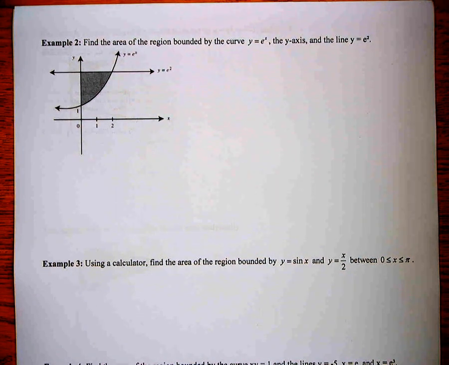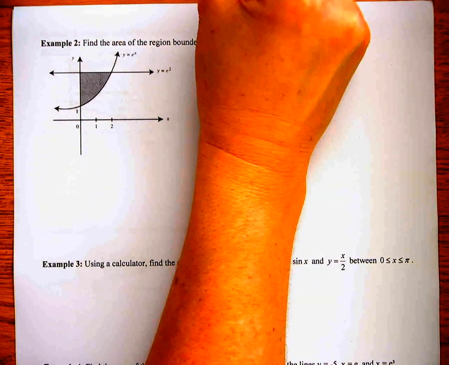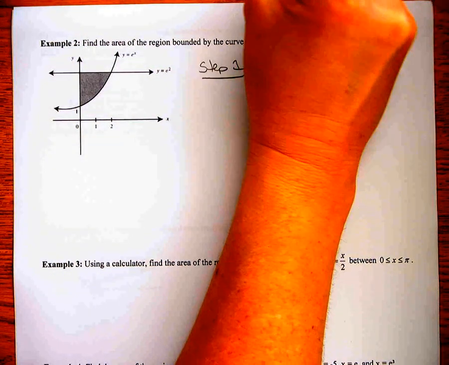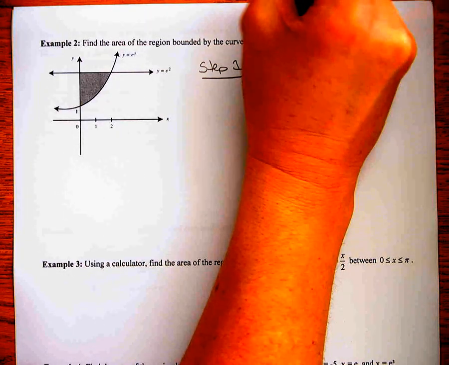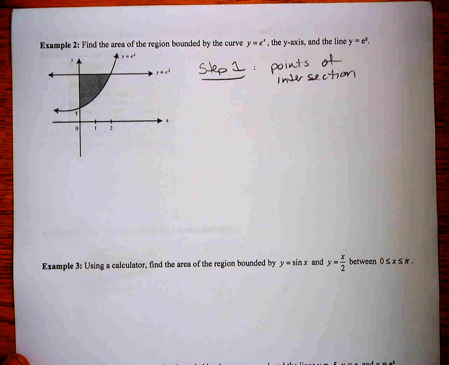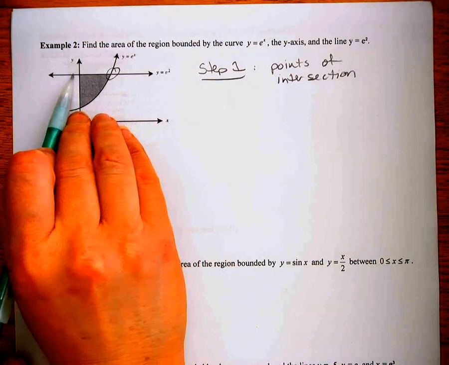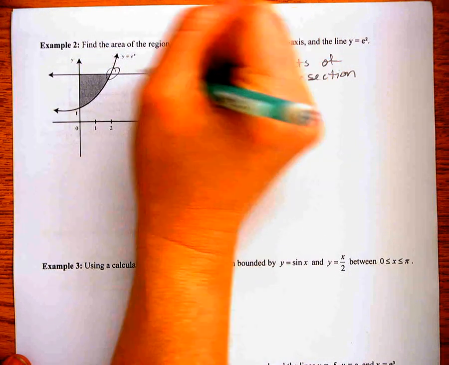So this one's nice. It's given the graph to us. So step 1 is find points of intersection. Let's just go ahead and look at the graph. Let's pretend that this really was given to me. I want to show you how simple it can be. I see right away there's just one point of intersection, and it's right here when x is e squared.